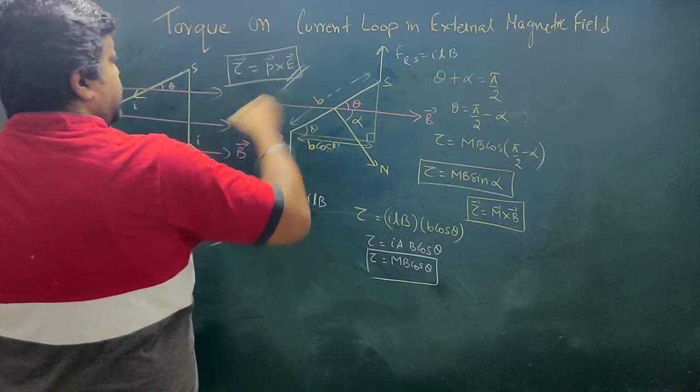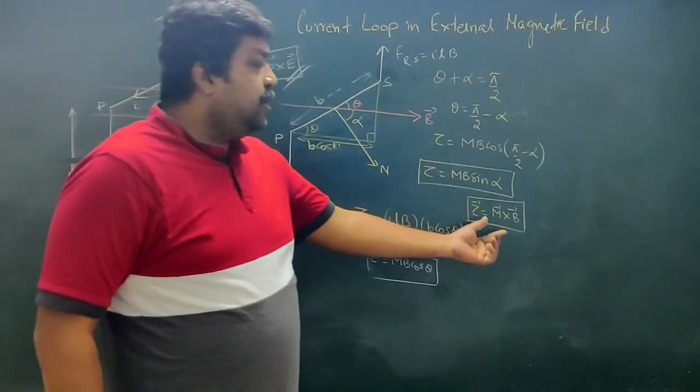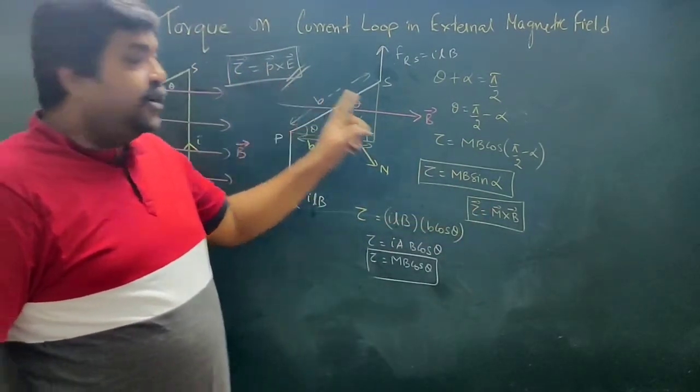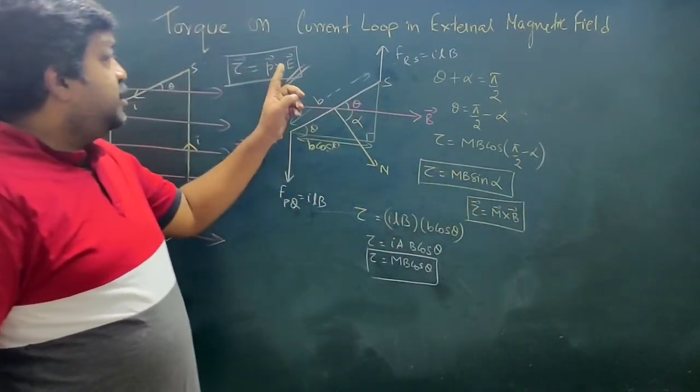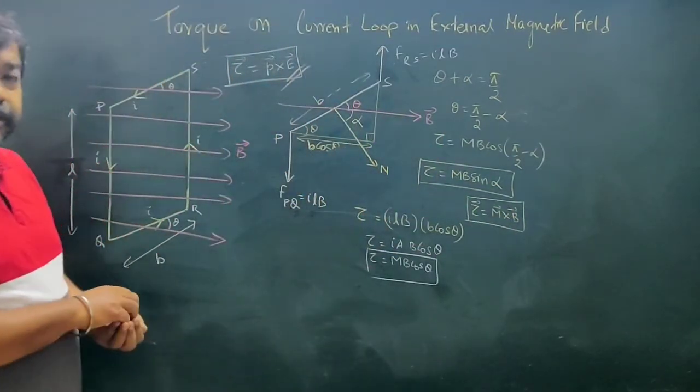This was in electrostatics. This was the torque on the electric dipole. Here it is the torque on the magnetic dipole. This is electric dipole moment. This is magnetic dipole moment. This is electric field. This is magnetic field. So expressions are quite similar.